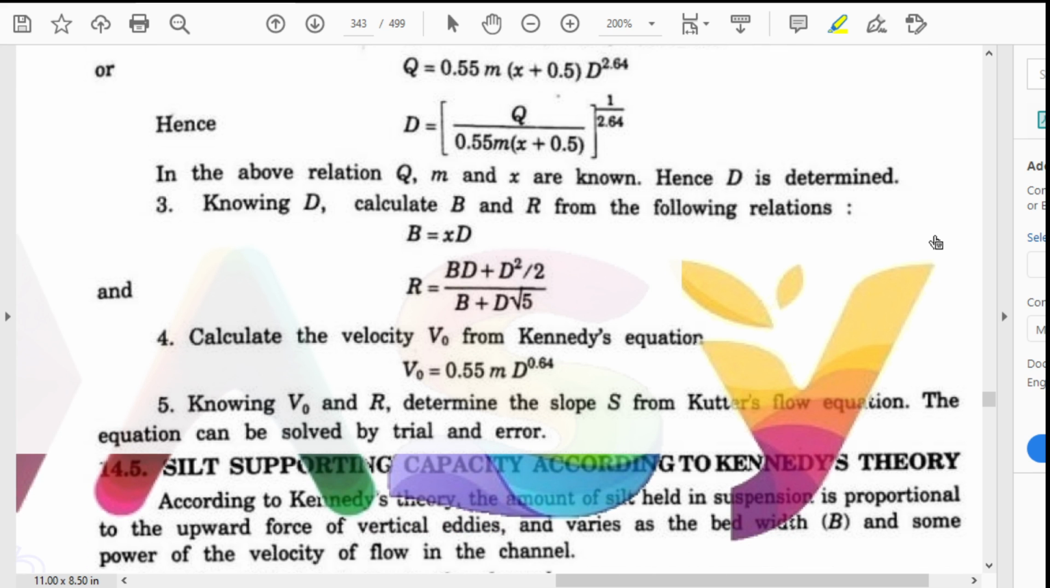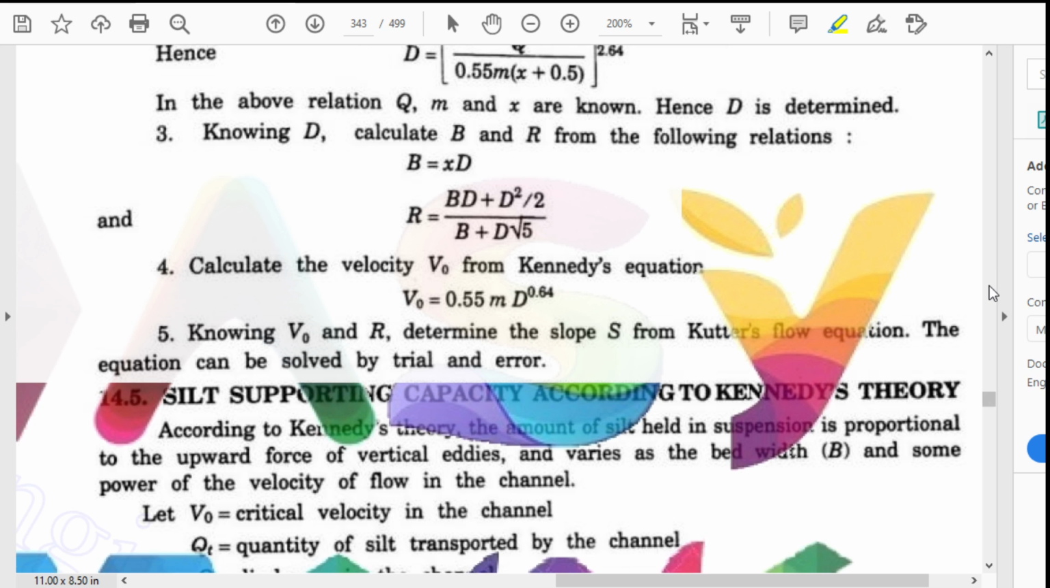So from the depth value we can find out B, because the B by D ratio x was considered and B was found in terms of D. So by substituting the value of D here you can find the B, the bed width. So by using this you can find the hydraulic mean depth, that is R or m, and finally you can calculate the velocity by using Kennedy's equation.